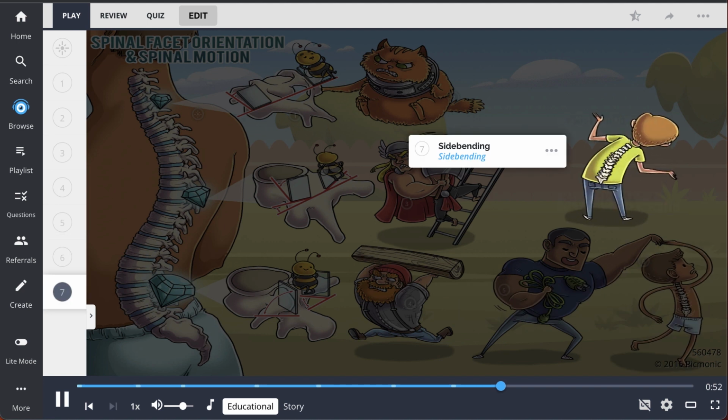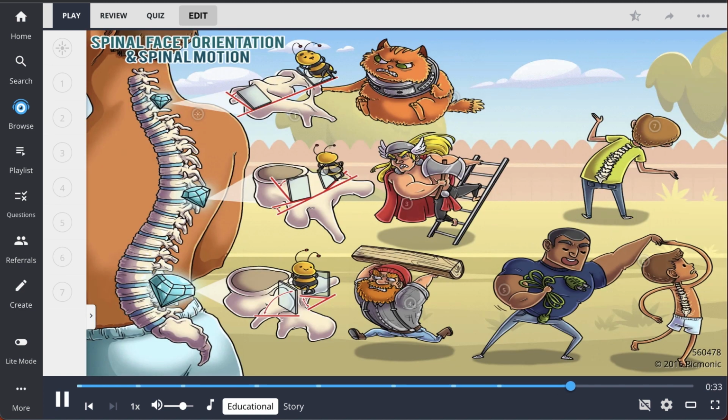The last spinal movement is side bending, also known as lateral flexion, shown by the boy side bending and his side bent spine. This movement occurs in the coronal plane around the anterior-posterior axis and is most noticeable in the cervical and thoracic spine. So let's summarize spinal facet orientation and spinal motion.